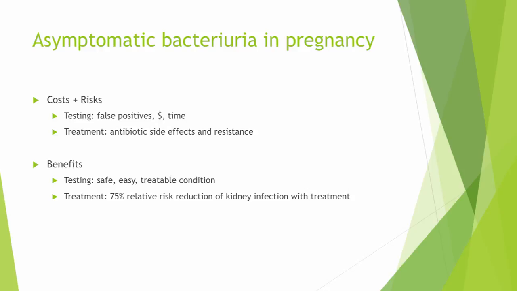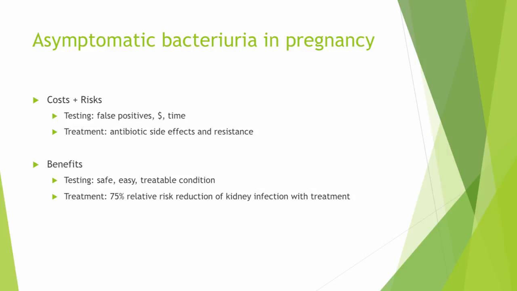So when we're deciding if we want to screen for asymptomatic bacteriuria in pregnancy, we're looking at the cost and the risks versus the benefits. So the costs and risks for testing are you could have false positives, money and time for testing, and then for treatment you could think about antibiotic side effects and antibiotic resistance. For benefits, the testing is relatively safe, it's easy, and you also have a treatable condition.